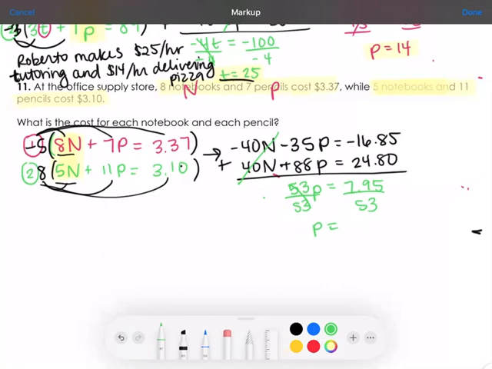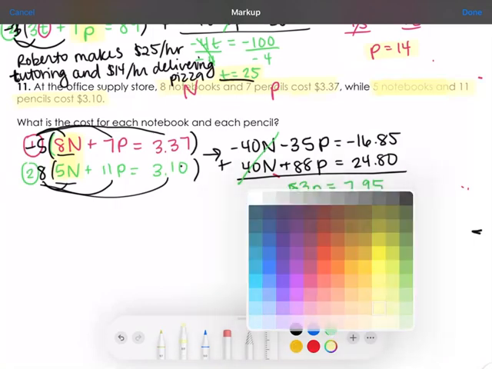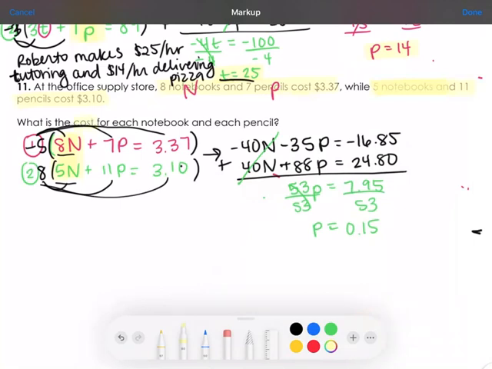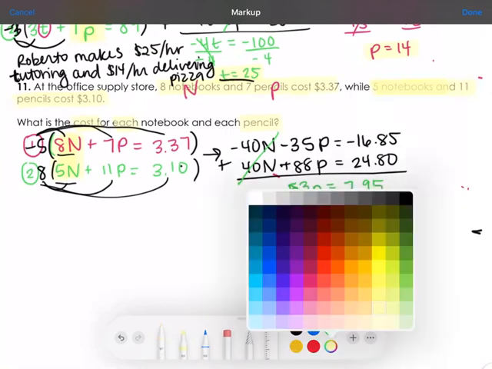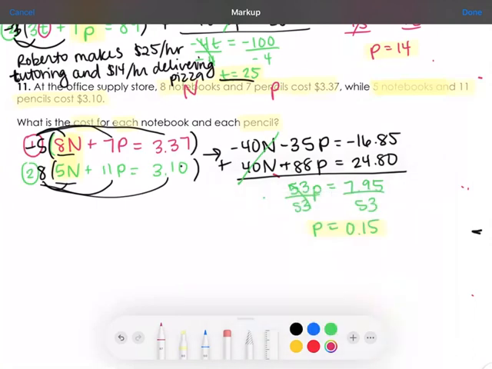I'm left with P equals 795 divided by 53 is $0.15. So that, in context of this problem, is the cost for each pencil, because this is P, is 15 cents. So now I am trying to solve for the cost for each notebook. So I'm going to plug in the P value of 0.15, and I'm going to solve for N. So I'll plug that in here.